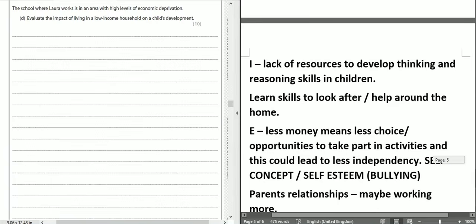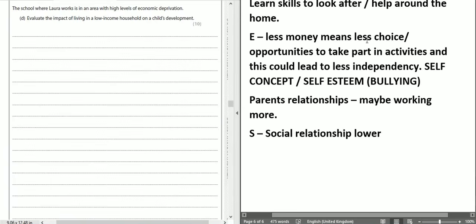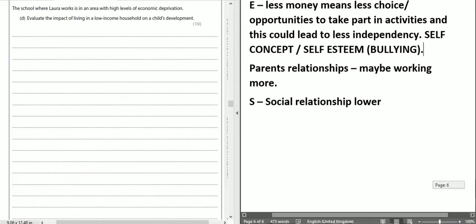Again, lack of resources, so maybe children learn skills, less choice, could affect independence, self-esteem, bullying. Again, it might mean that children form better or closer relationships with siblings. Could be something to think about. Parents' relationships may be stronger because obviously it's the most important thing in their life.